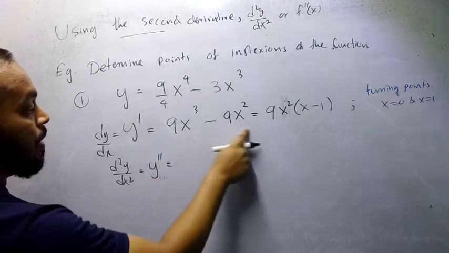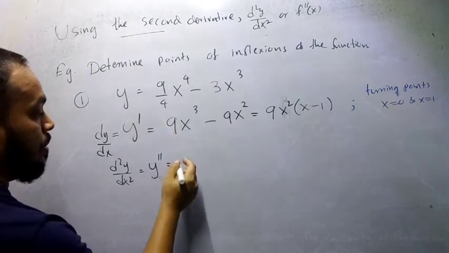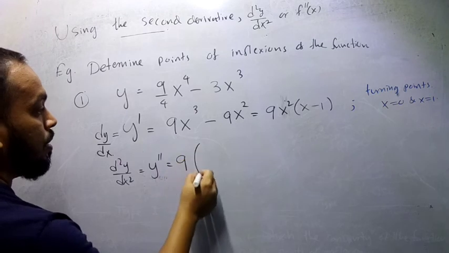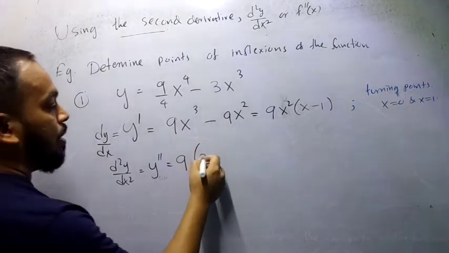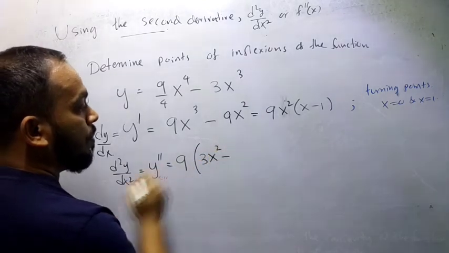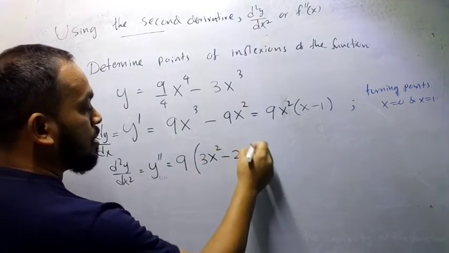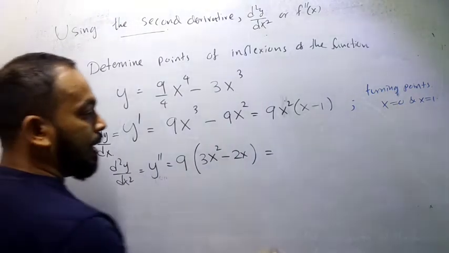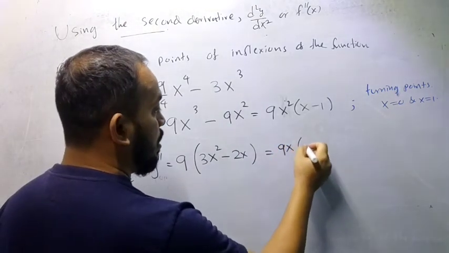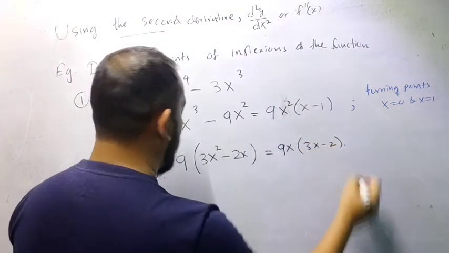So if I differentiate this again, let me take out 9. If I factor out 9, it's a constant, so it doesn't matter. We get 3x squared minus 2x. Right? From here, we can take out x. So 9x times (3x minus 2).